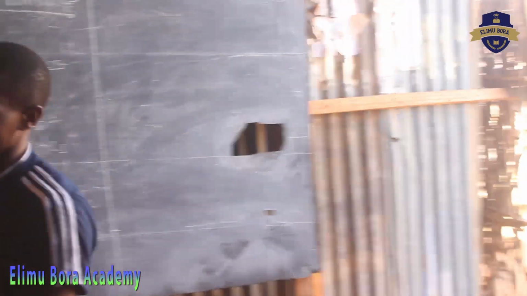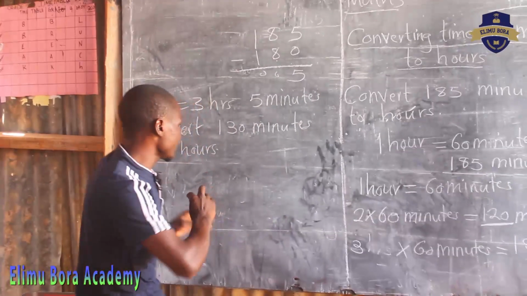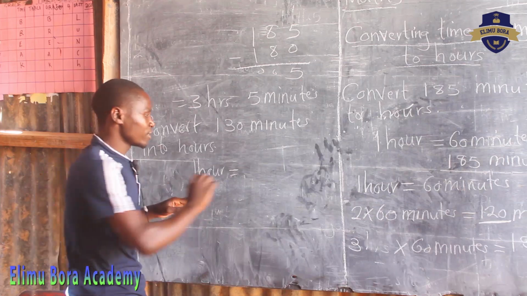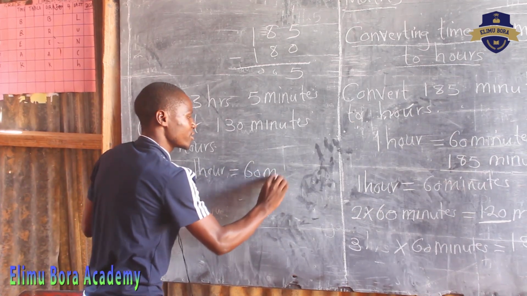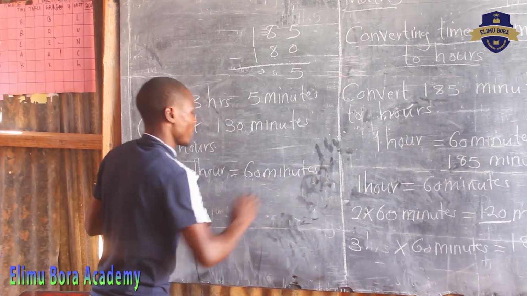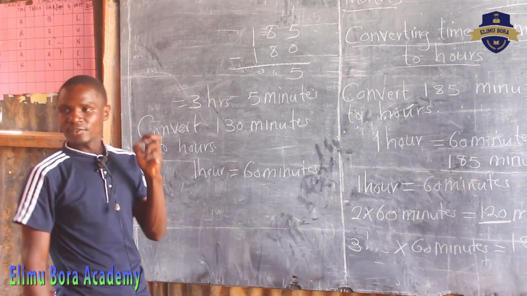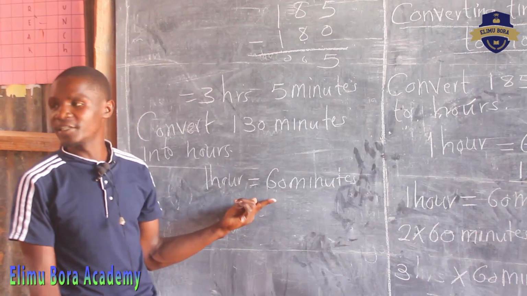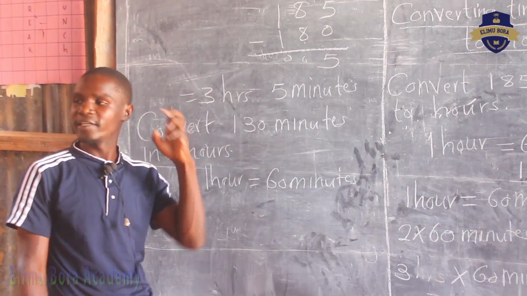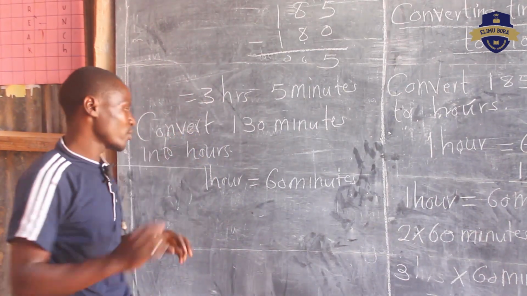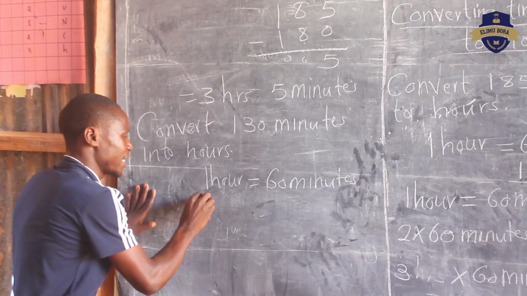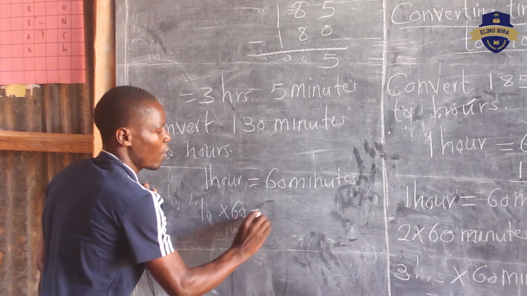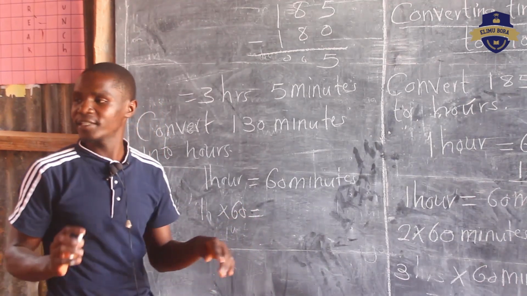This is what we said. We start with our formula. Our formula is 1 hour is equal to how many minutes? 60 minutes. Are we there? Now, what we have to do here is to find out how many times this 60 goes into 130, and that is the hours. So 1 hour is 1 times 60. How much do we get?